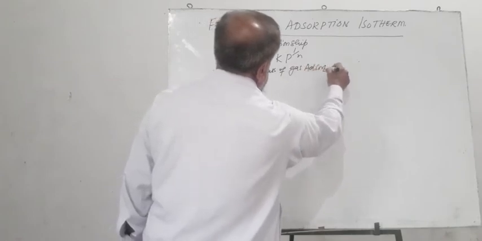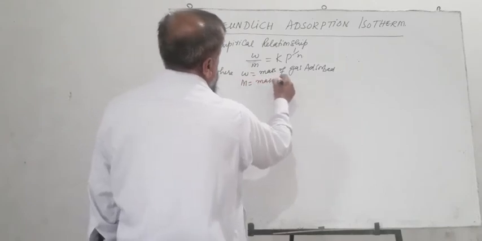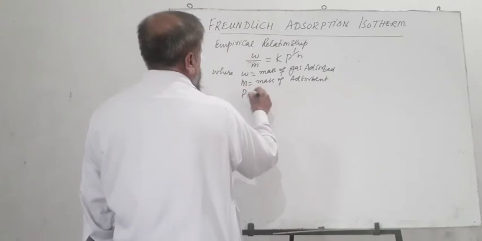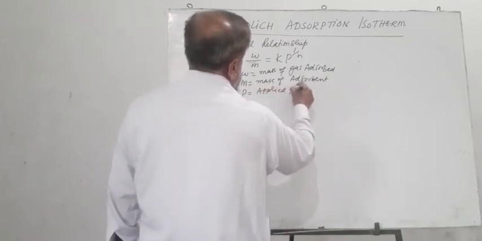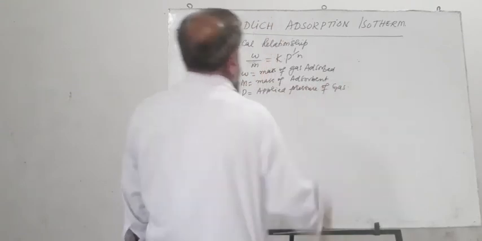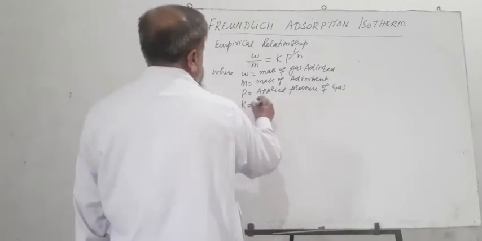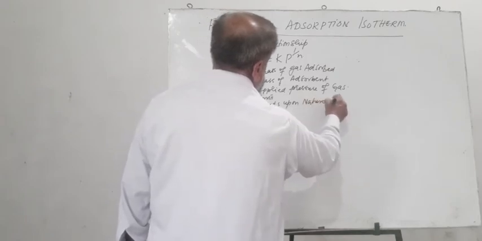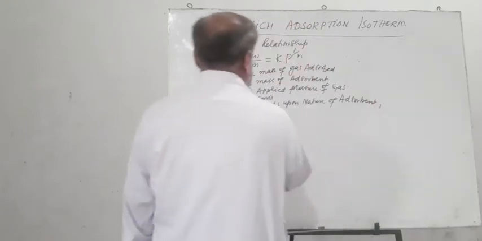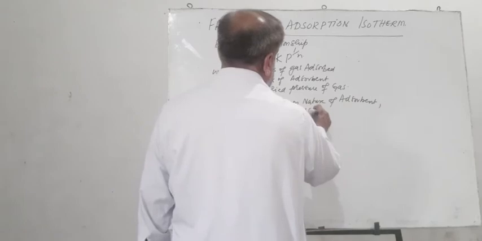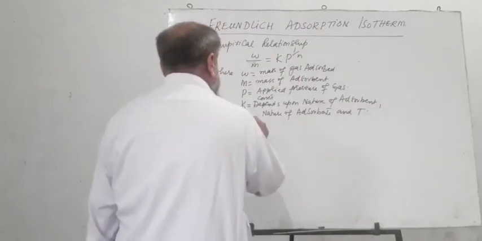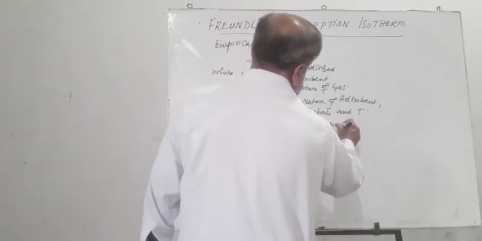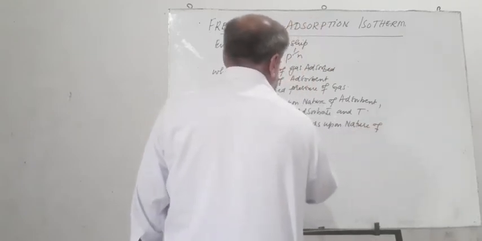M is the mass of adsorbent on which the gas is undergoing adsorption, mass of adsorbent or solid. P is the applied pressure of gas above the adsorbent surface. K is a constant which depends upon nature of adsorbent, nature of adsorbate, and temperature. N is also a constant which depends upon nature of adsorbate or gas, temperature and pressure.